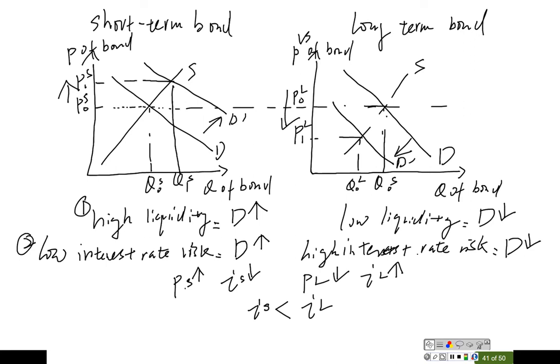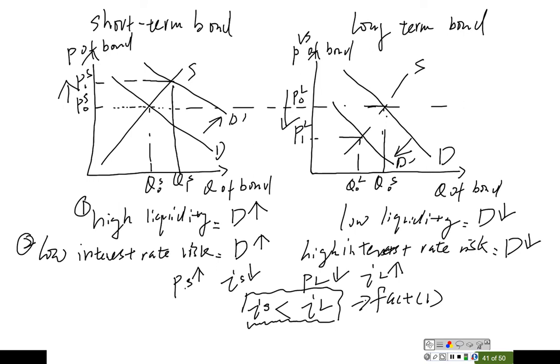So can we use this to explain the three facts? If you read the three facts on the slide, fact one states that interest rates on long-term bonds are usually higher than interest rates on short-term bonds. So our model here, using the supply and demand of the bond, actually shows this is fact one. So the segmented market theory we derive here is able to explain fact one.